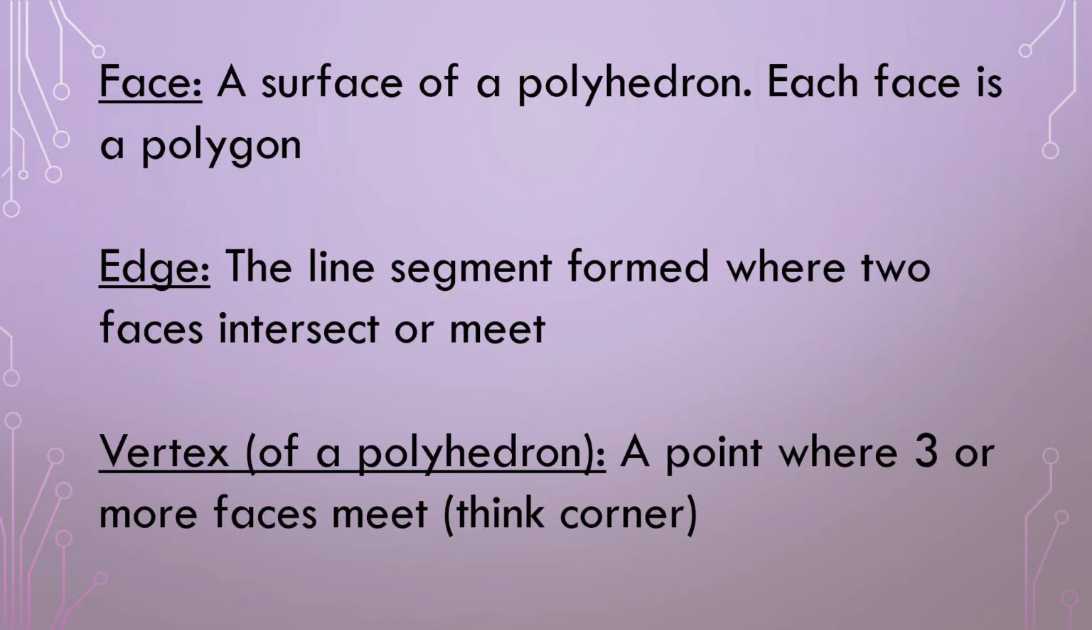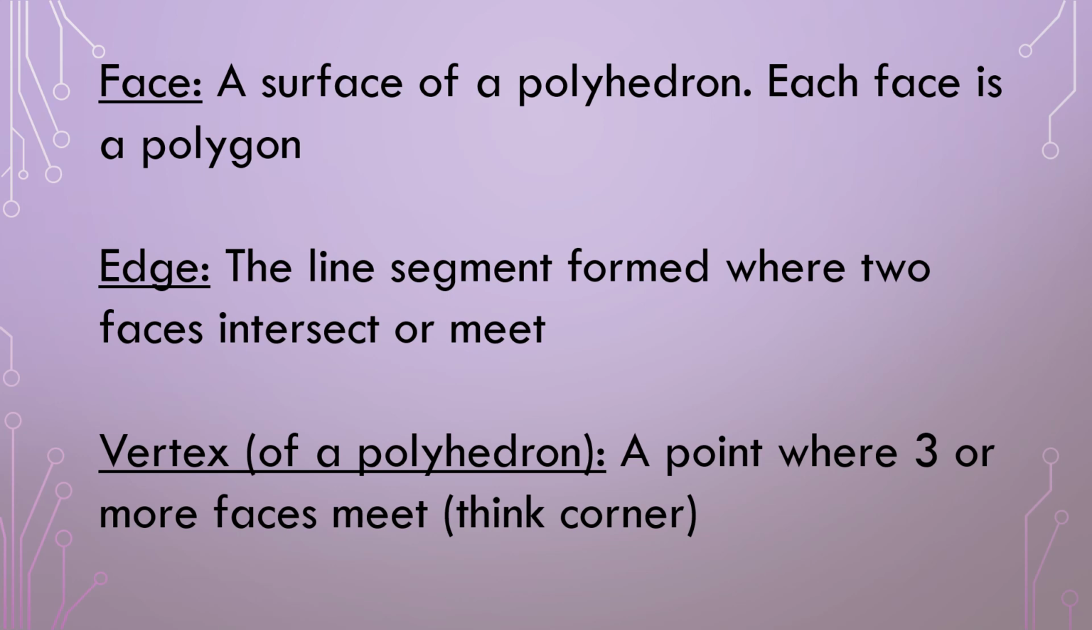The face of a polyhedron is a surface of the polyhedron. Each face is a polygon. So you'll have squares, triangles, rectangles, trapezoids, octagons, that kind of stuff. The edge is a line segment formed where two faces intersect or meet. So you might have two rectangles meeting, or you might have two triangles meeting. The vertex of a polyhedron is a point where three or more faces meet. So think about a corner.